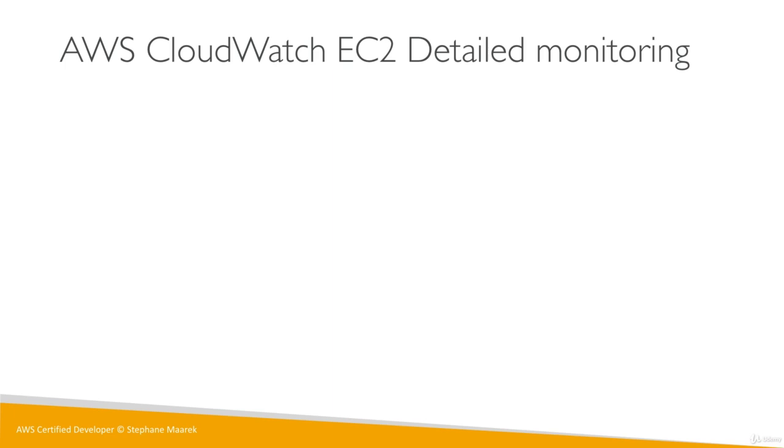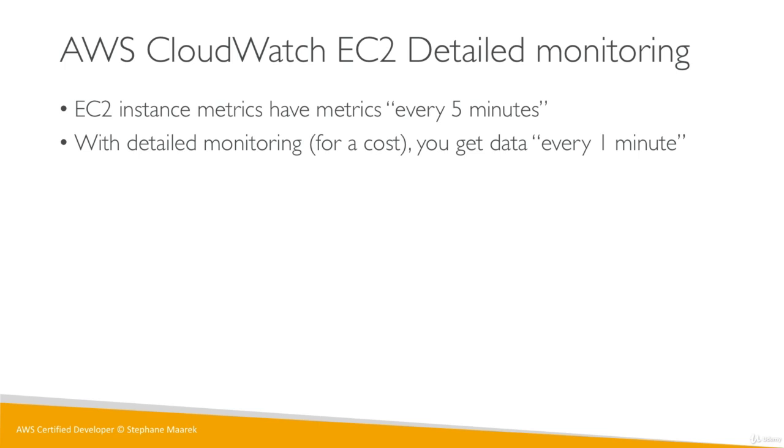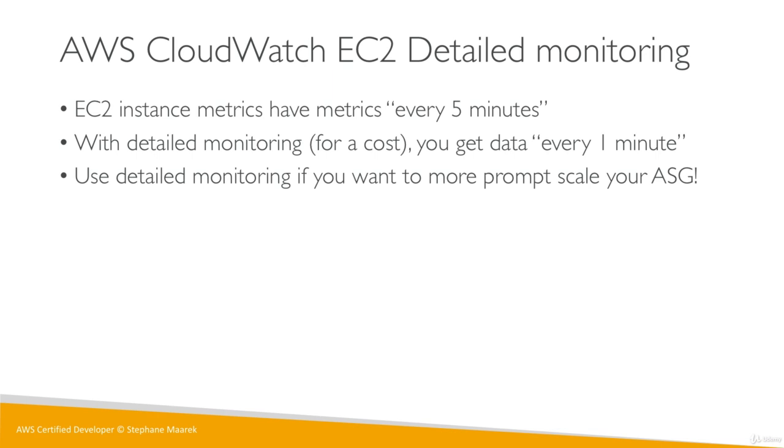Now for EC2, there is an option you need to know about. It's called detailed monitoring. By default, your EC2 instances' metrics will have data every 5 minutes. That means that if the AWS exam asks you, we want to get the EC2 instance metrics every 1 minute, the answer is enable detailed monitoring. For an extra cost, you can get data every 1 minute by enabling detailed monitoring. Using this, you're basically going to be able to scale your ASG more promptly, so you can react to CPU changes, for example, way quicker.